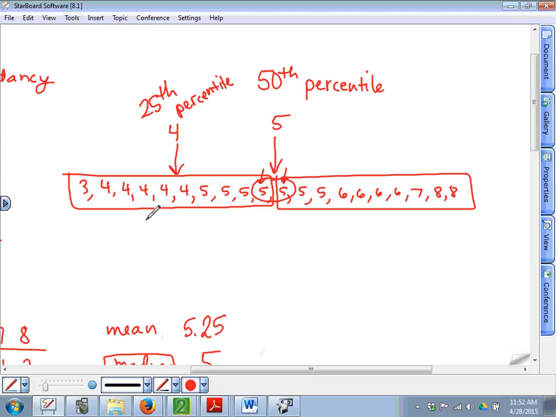It's kind of like the median of the lower half of the data. Now do the same thing for this one right here. What would you call right in the middle of this set of data? 75th. It's right in between this 6 and that 6 right there. So it'd be 6. Yeah.